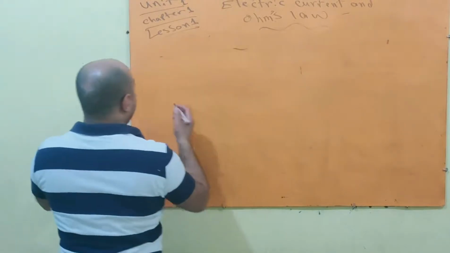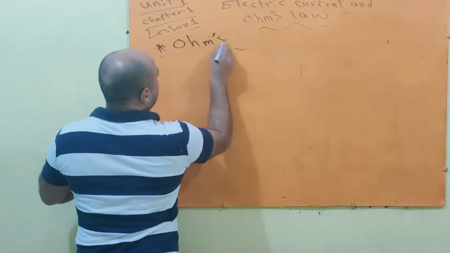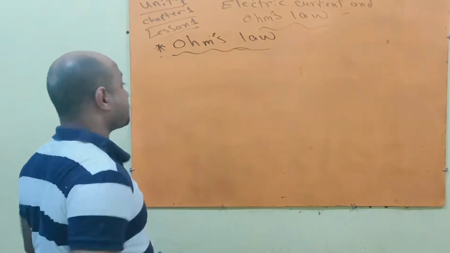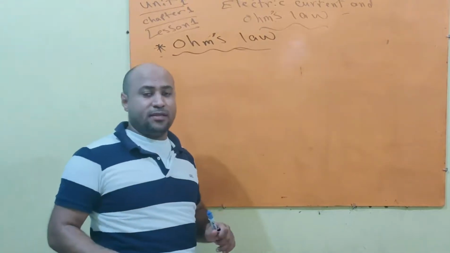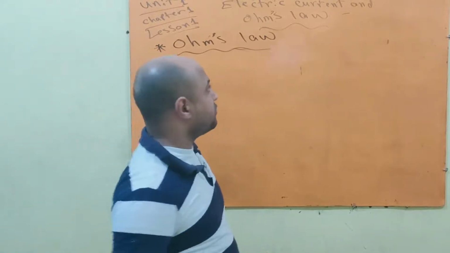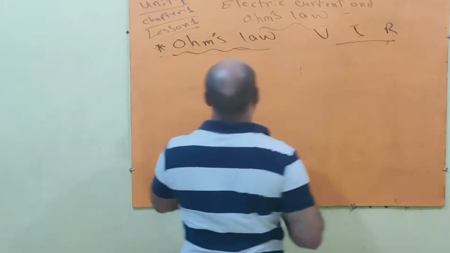Now we're going to talk about Ohm's law. Ohm's law explains or studies the relation between electric current intensity, potential difference, and the resistance of the conductor: V, I, and R, the relation between them.